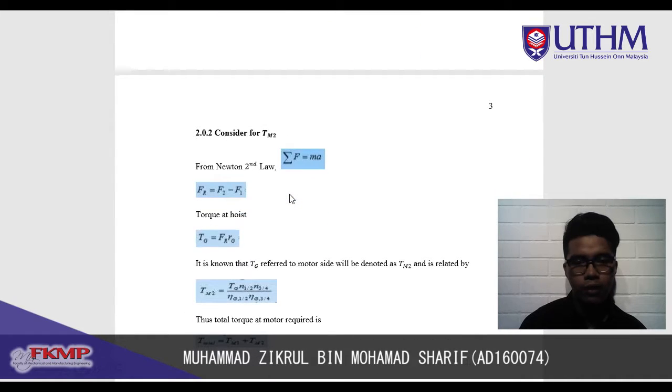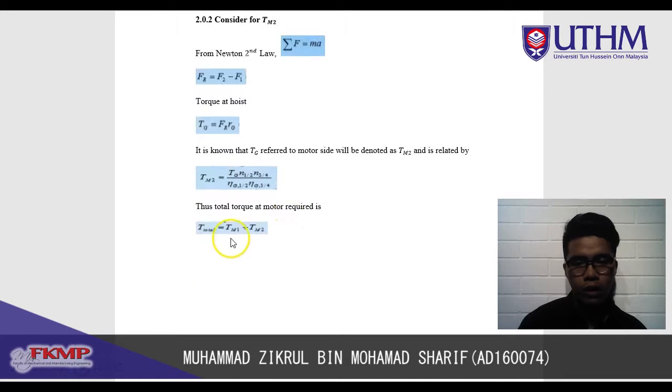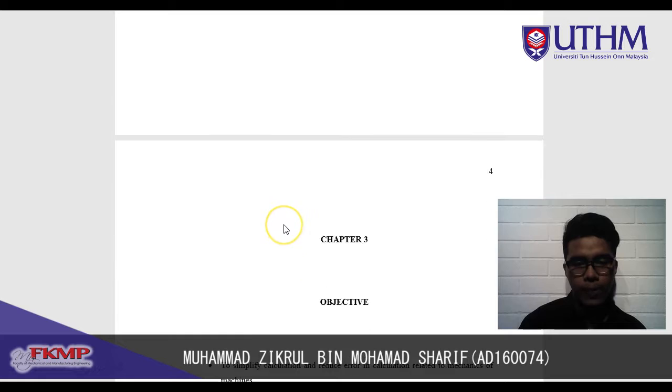Next, we consider TM2. We use Newton's second law, which is total F equals ma, to calculate the resultant force. From the resultant force, we multiply it by the radius of the hoist, and we get the torque at the hoist. We substitute the torque at the hoist into this equation and get TM2. To calculate the total torque, we just add up TM1 and TM2.